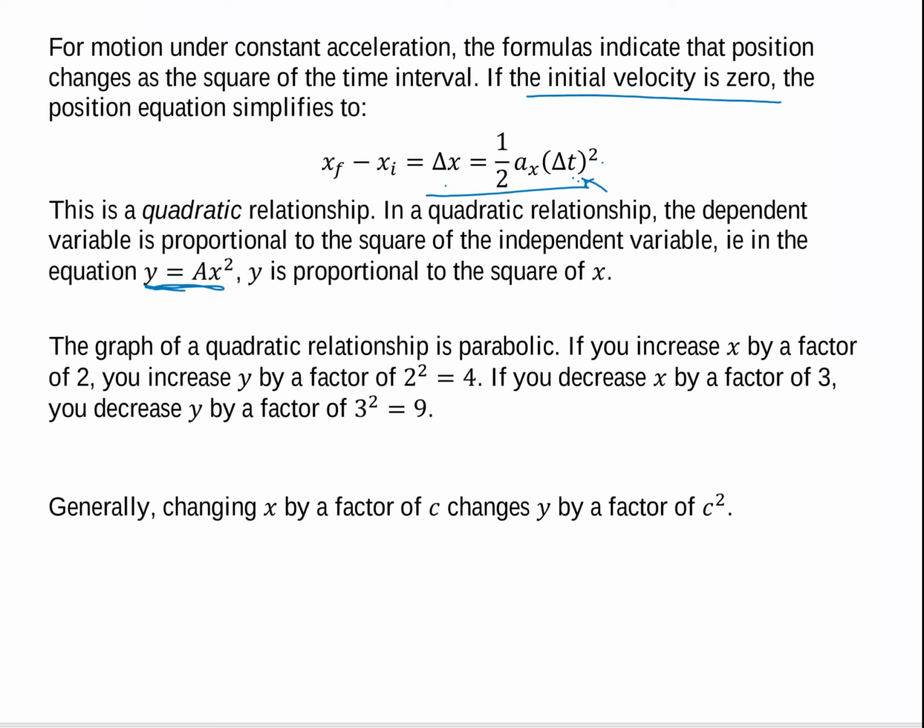I go over 1, I go up 1. I go over 2, I go up 4. I go over 3, I go up 9, right, when I'm shortcutting the graph of a parabola. If you decrease x by a factor of 3, then you decrease y by a factor of 3 squared. Same idea, we're just going the other way, right? So generally, changing x by a factor of c changes y by a factor of c squared. That's the idea, okay? I've just said the same thing like 3 different ways.